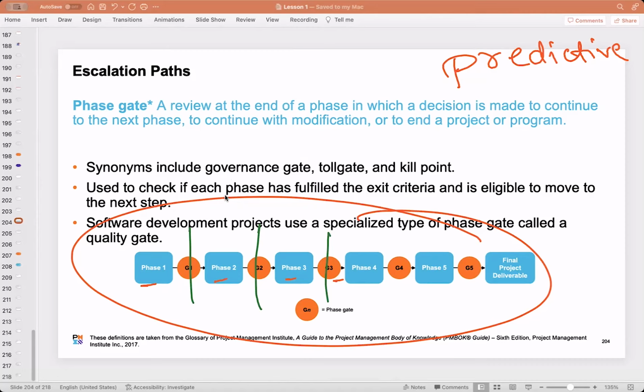Okay. Anyone else have this concept in your company? Please tell. Phase gate process. Yes, we do have it in our organization. Okay, beautiful. Okay, so that is what it is. Okay, so every phase ends with a gate. Okay, so what is happening here?